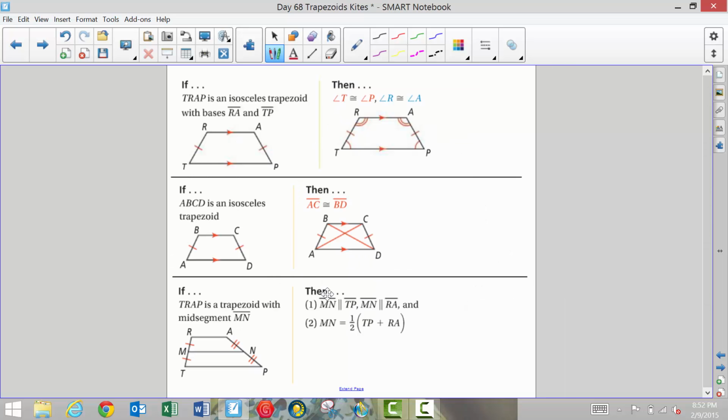So just summarizing the rules that I already did, okay? Here's the isosceles trapezoid rules. Legs are congruent, top base angles equal, bottom base angles equal, base angles on the legs supplementary, diagonals congruent, and then you have your mid-segment rule, okay? Or 2 times MN equals TP plus RA.